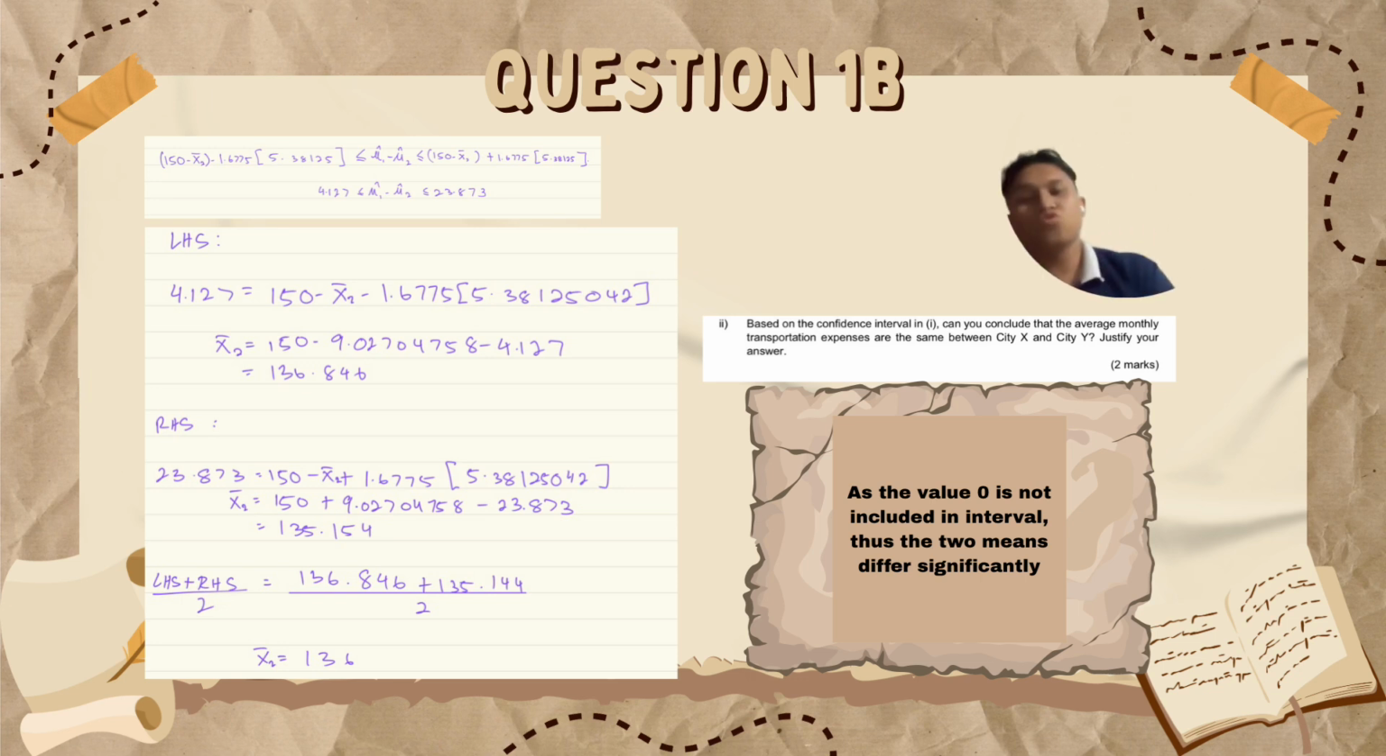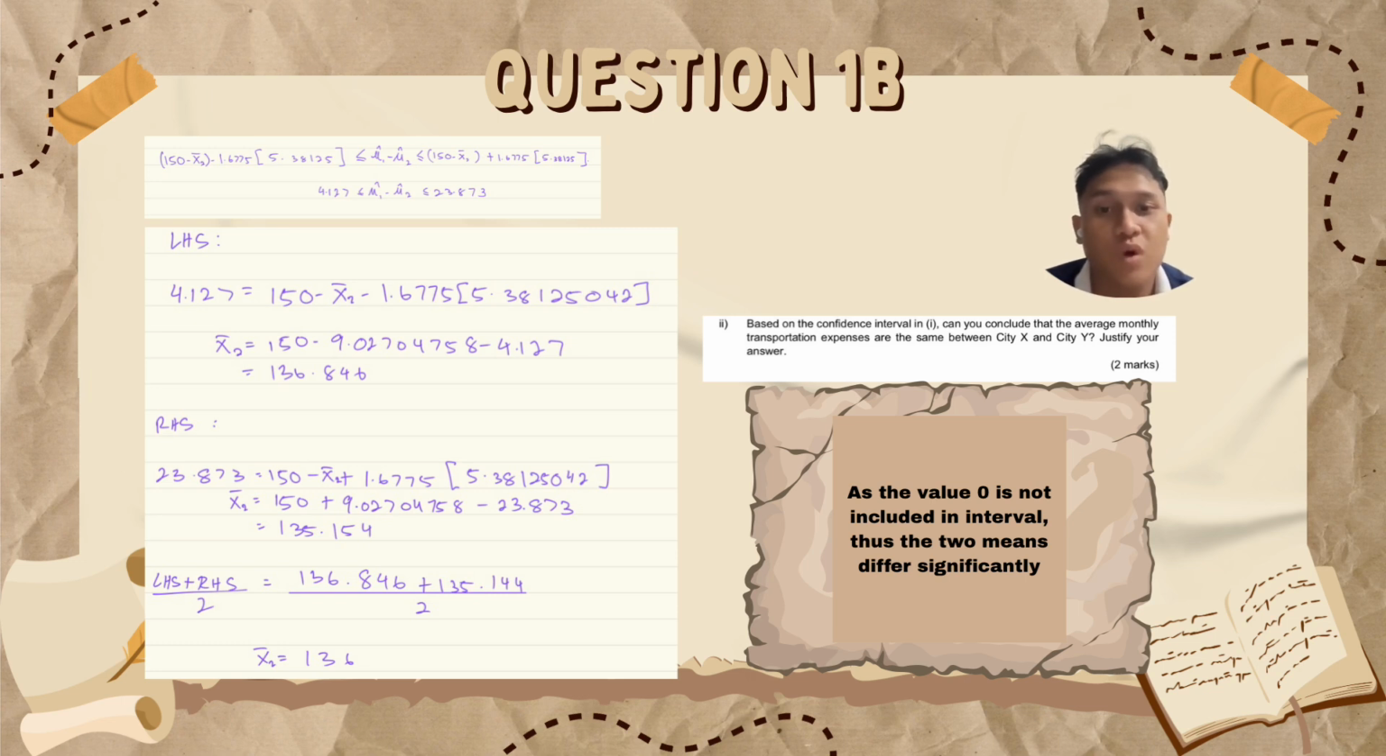So in order to find our x, we need to solve for x on both left hand side and the right hand side. For the left hand side, we'll get 136.846, and for the right hand side, we'll get 135.154. After getting this answer, we need to add both of them together and divide them by 2. So our final answer would be x is equal to 136.